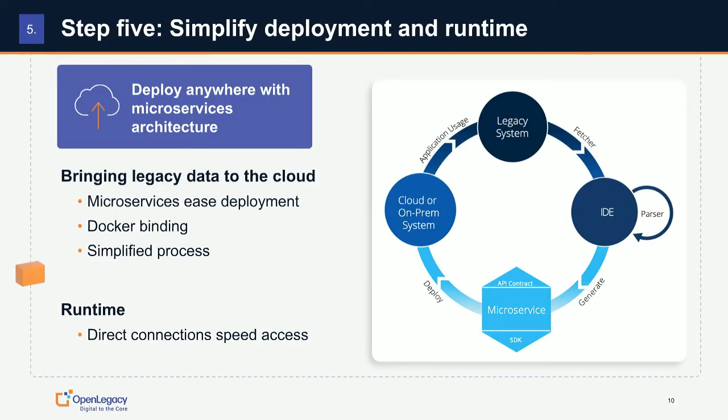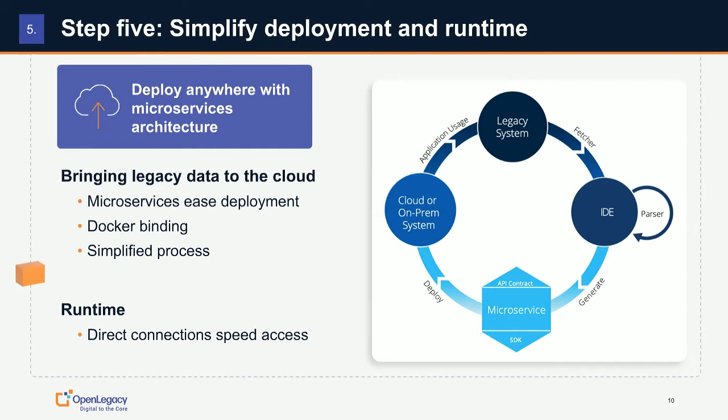So then afterwards, we think about step 5, which is simplified deployment and runtime. The whole idea with microservices architecture is you can deploy anywhere, whether on the cloud, whether on-prem, any of these types of places. And you can also bring legacy data to the cloud because you have Docker bindings and you have a container built in. It just makes it a much more simplified process.